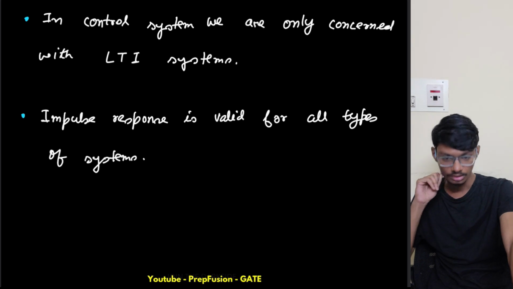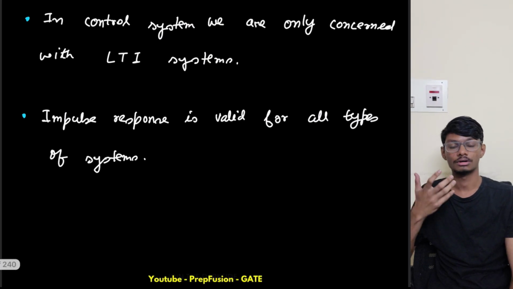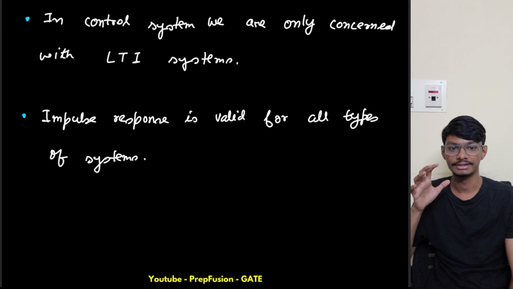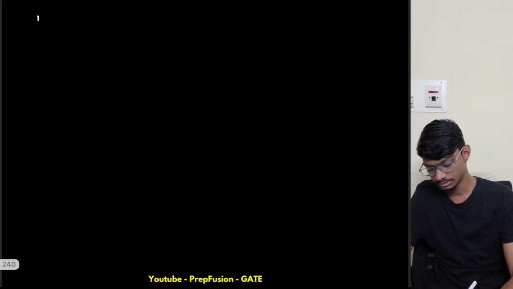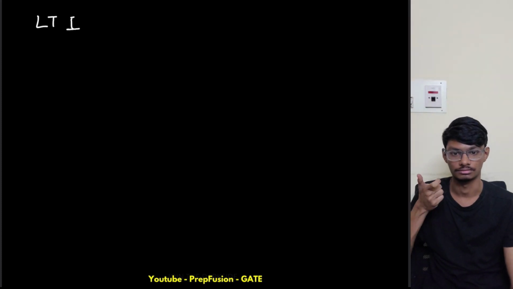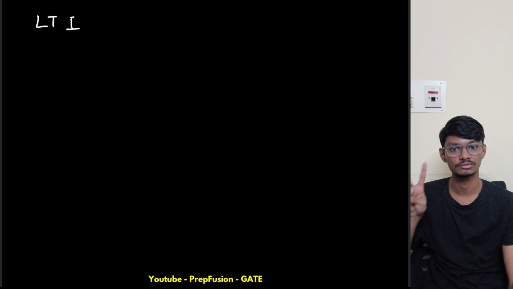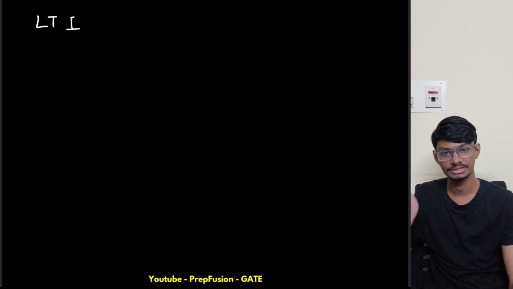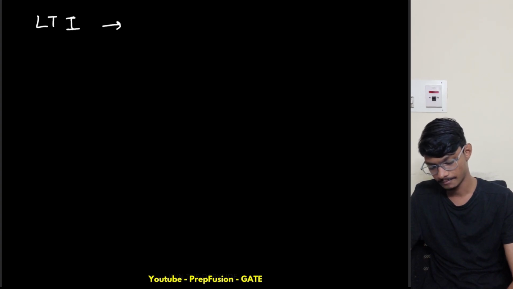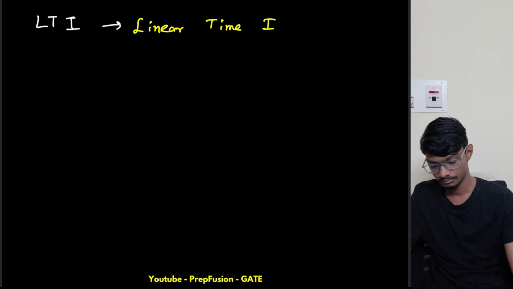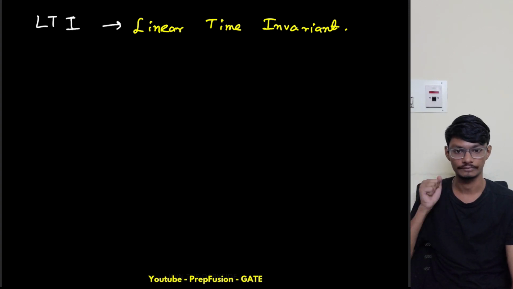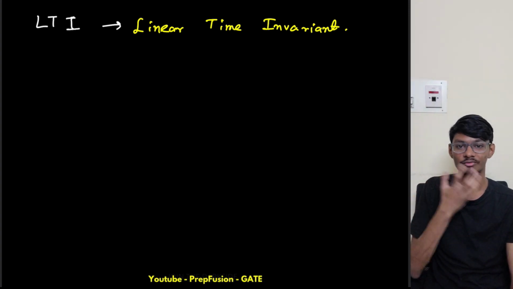So now, I've already explained you that we are only concerned with LTI system. Now what is LTI system? LTI means, I've already explained what a linear function is: it follows the principle of homogeneity and superposition. Now I'll explain what is TI. LTI means linear time invariant. Okay, so now you have to understand what is time invariant.